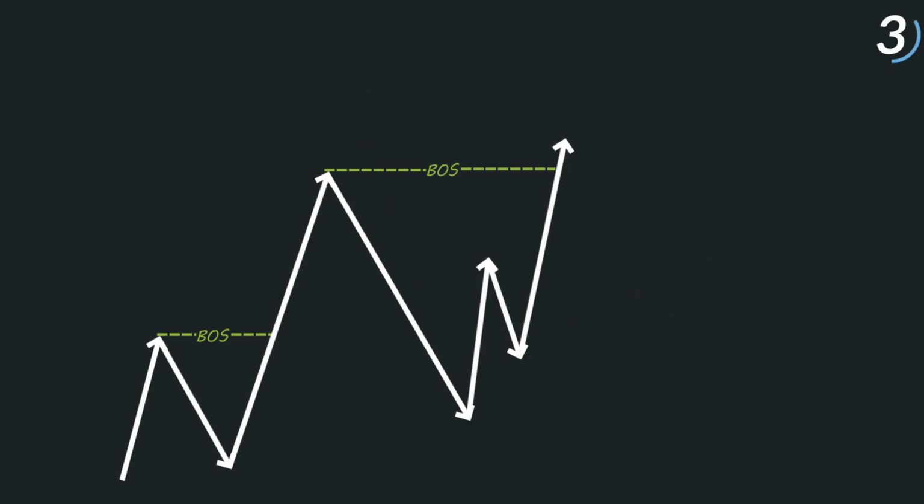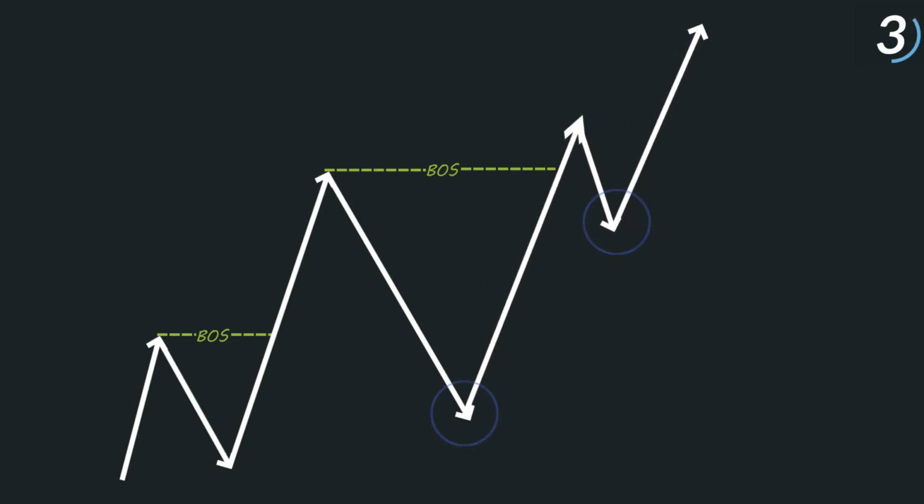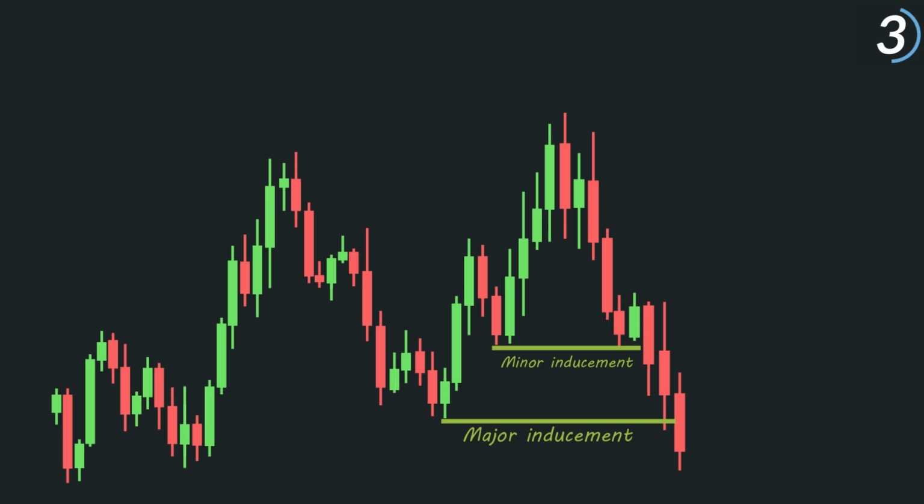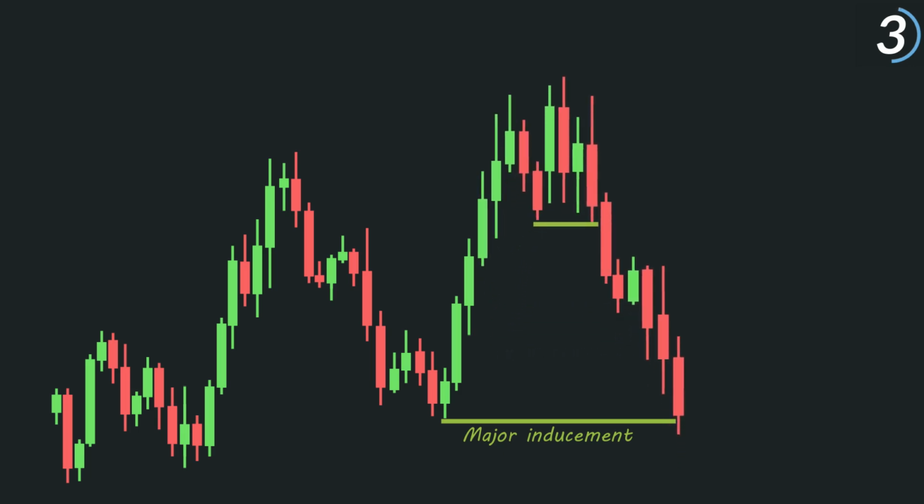Now, suppose the structure was slightly different and the second order block occurred after the break of structure. In that case, if an inducement occurs in the market, it would be considered a major inducement. Keep in mind that an inducement is only regarded as major if the market movement originating from that area leads to a break of structure. If you consider the candlestick pattern in the same way, and the next order block is formed after a break of structure, then after the inducement occurs, both of these areas can be considered major inducement.